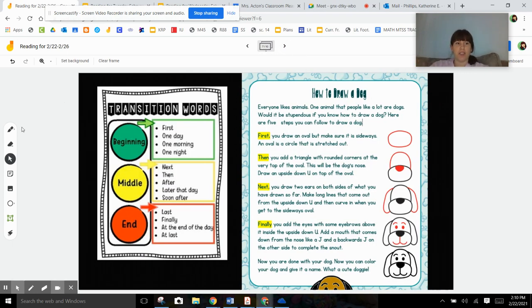So let's take a look at the one that we did yesterday and that you're going to work on today. So we have first, which lines up perfectly with how you begin it. So again, all of these are clues to tell us that's a sequence structure. So if you ever see a text and they're saying first you do this, then you do this, next you do this, last you do this, finally you do this, it's going to be a sequence text structure.